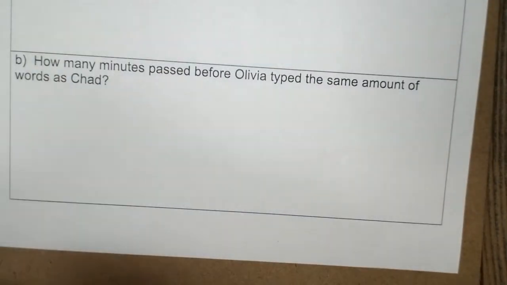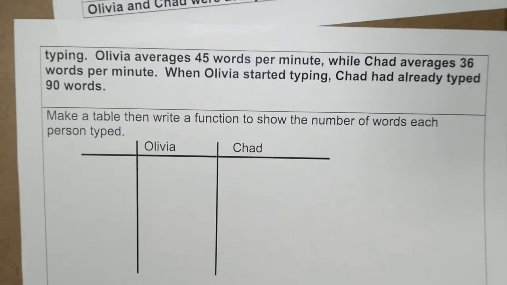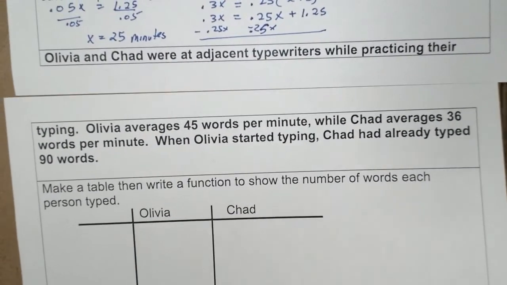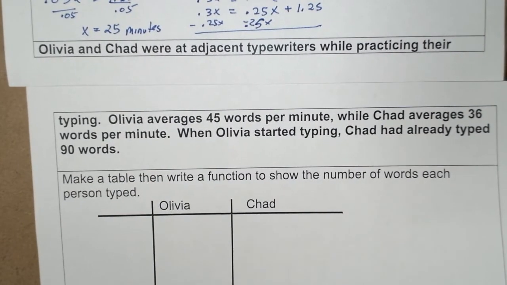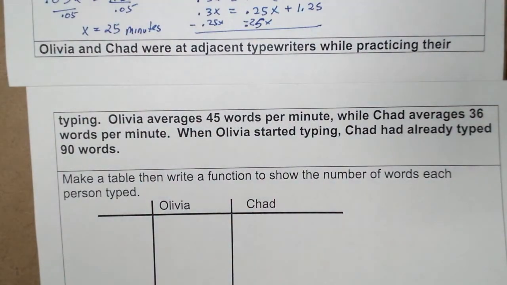The next problem in the next scenario is Olivia and Chad were adjacent typewriters while practicing typing. Olivia averages 45 words per minute, while Chad averages 36 words per minute. When Olivia started typing, Chad had already typed 90 words. So he's slower, but he kind of had a head start. That's what that means.